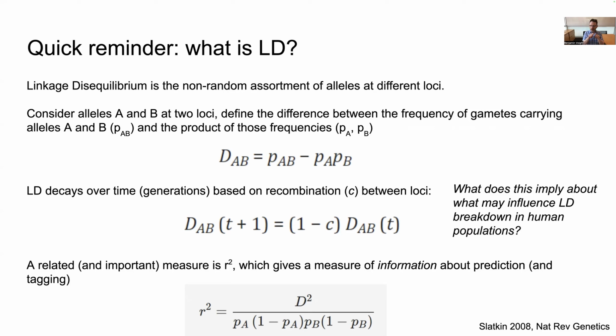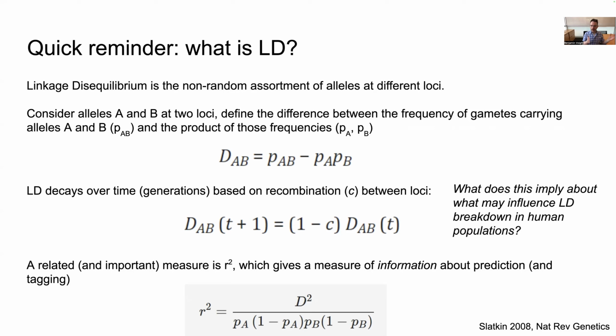So it turns out that we can model the LD decay as proportional to both the recombination rate and the distance of time over generations. So the decay in LD is literally proportional to the recombination rate between them. An important related measure to this disequilibrium coefficient is what we refer to as R squared, which gives information about the prediction and ability to tag these variants. So this R squared value is equal to the square of the disequilibrium constant normalized by the allele frequencies of all the alleles at the sites.